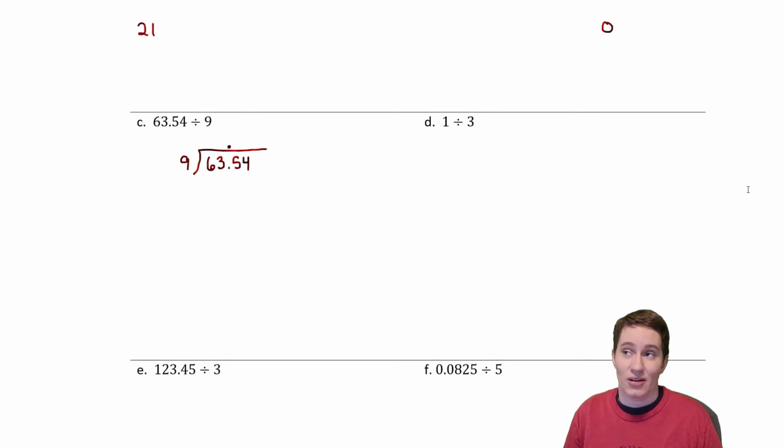Hopefully 9s are better than other multiplication tables because they have such a neat trick, right? That if the digits add up to be 9, it is divisible by 9. So we automatically know 63 is divisible by 9.